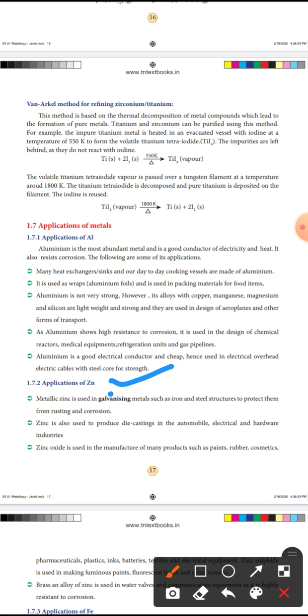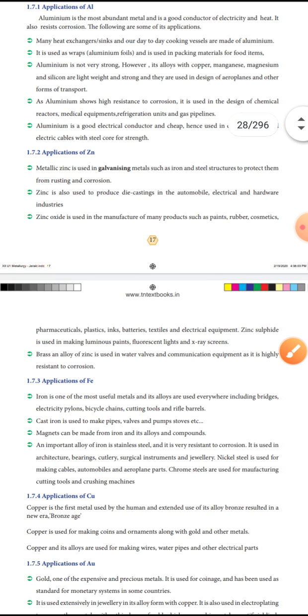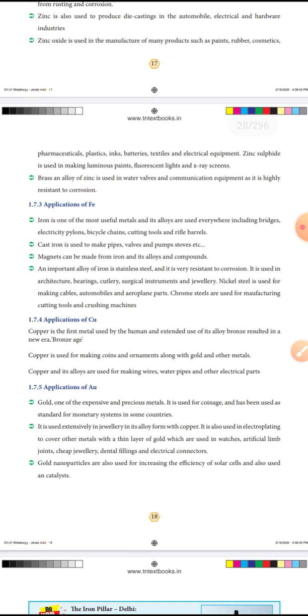Zinc oxide is used in the manufacture of many products. It is used to manufacture paint, rubber, cosmetics, pharmaceuticals, plastics, batteries, textiles, etc. Brass is an alloy of zinc. It is used in water valves, communication equipment and instruments, and it is highly resistant to corrosion.